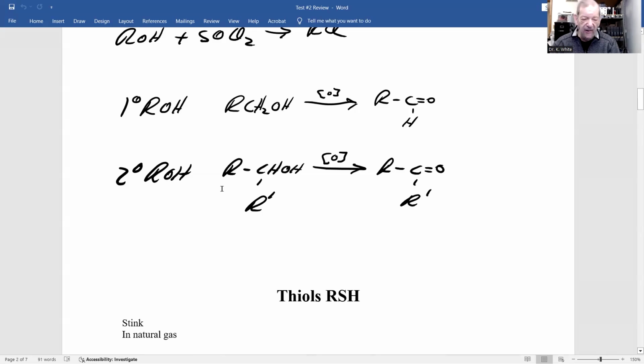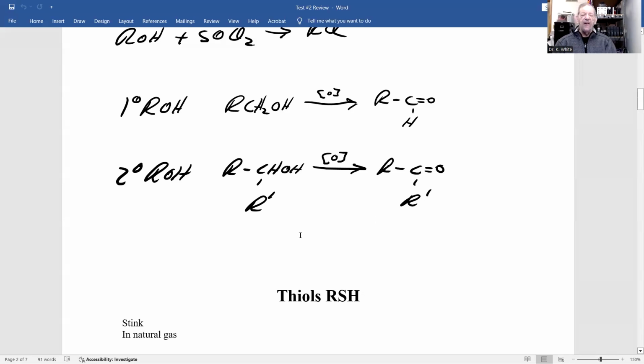You take a secondary alcohol, 2 R groups, they can be the same or different, that's why it's R and R prime, and oxidize it. You'll do the same thing, lose the hydrogens here, and form a carbon-oxygen double bond. And now we have a ketone.